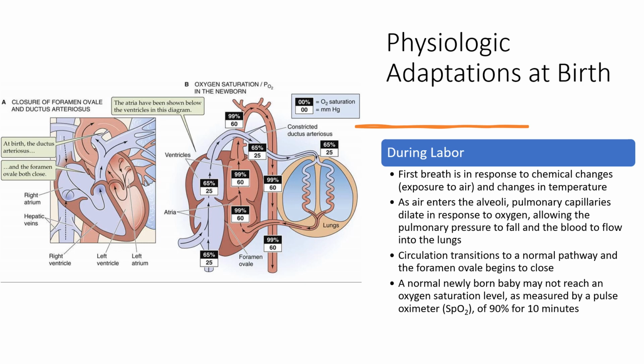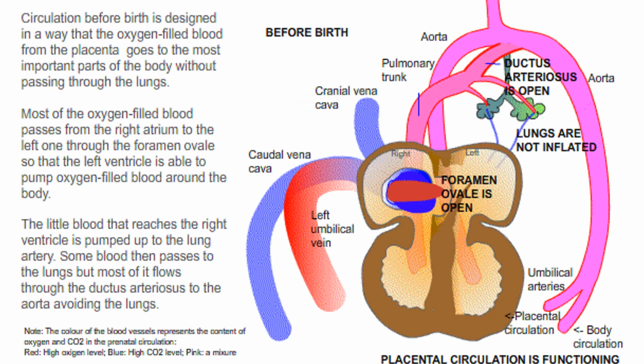So circulation transitions from that normal pathway, and the foramen ovale closes, and the ductus arteriosus closes a little bit. And sometimes it takes, particularly the foramen ovale, a little while. And the ductus arteriosus, like I said, about 10 to 15 minutes. A normal, newly born baby may not reach an oxygen saturation measured by pulse ox of 90% for at least 10 minutes. And there's a chart when we look through at NRP that will really show this.